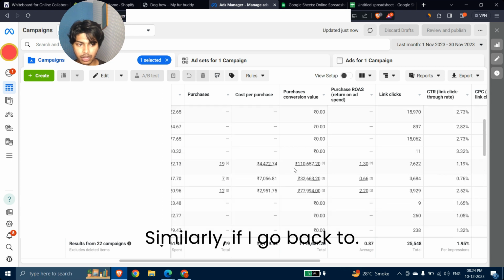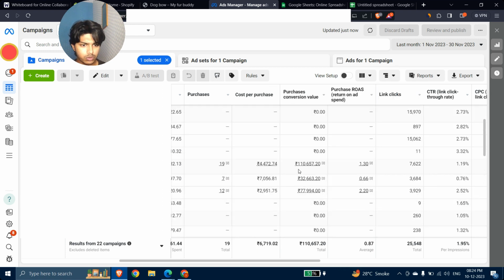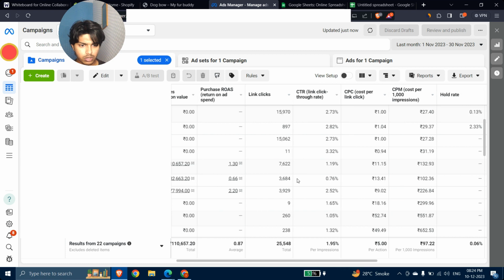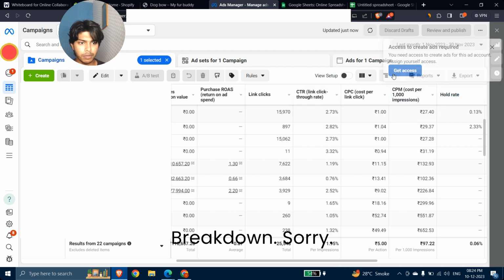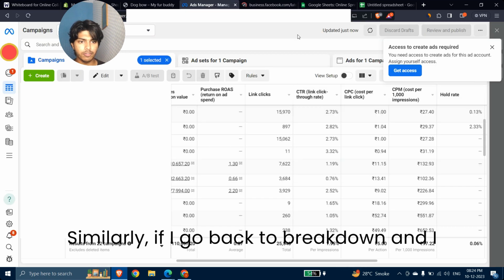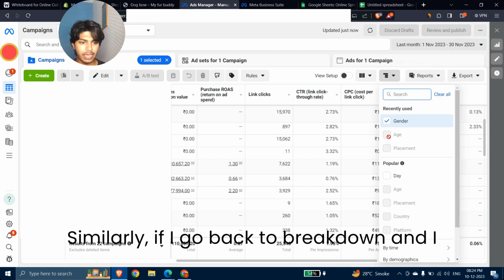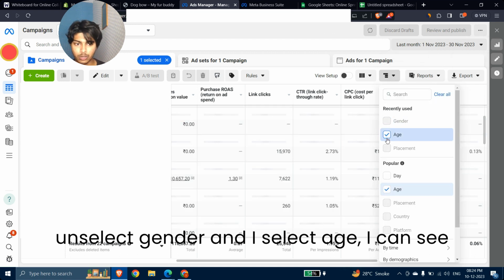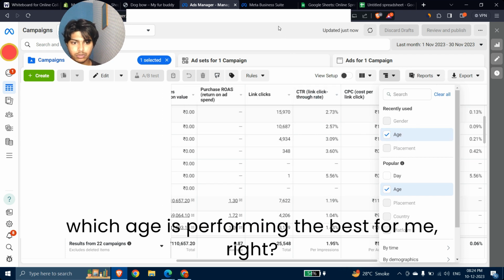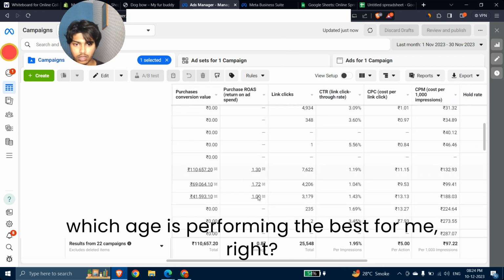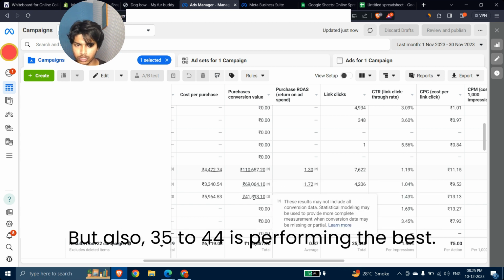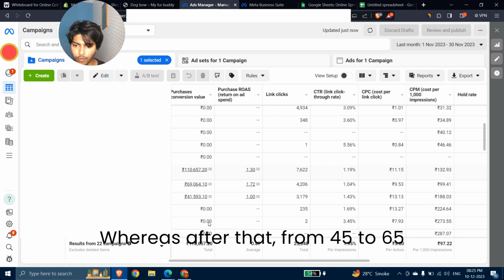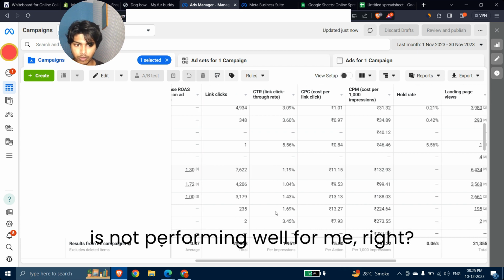Similarly, if I go back to breakdown and I unselect gender and I select age, I can see which age is performing the best for me, right? See, 25 to 34 is performing the best for me. It's giving me the best results, but also 35 to 44 is performing well. Whereas after that, 45 to 65 is not performing well for me, right?